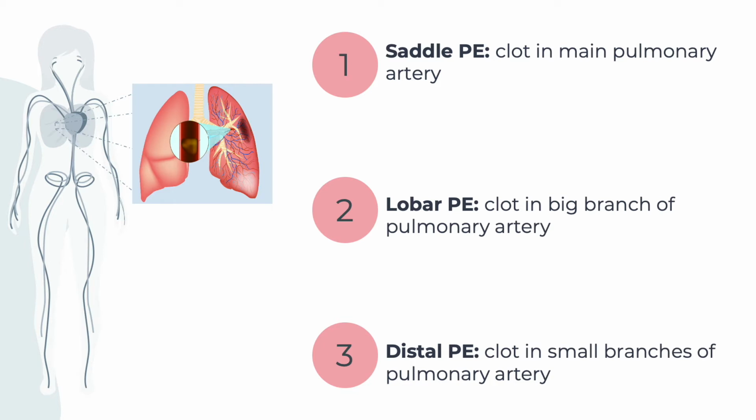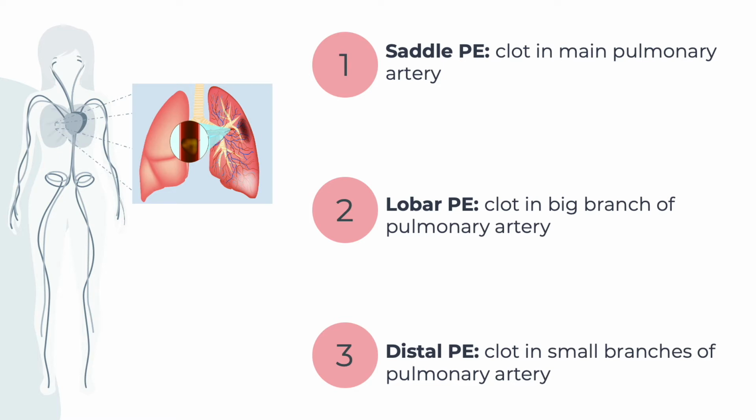There are three classifications of clots in the pulmonary artery. Based on the location of the clots, the three classes are: first, saddle PE, which is a large clot in the main pulmonary artery. Second is a lobar PE, which occurs in the big branch of the pulmonary artery. Or thirdly, a distal PE, which occurs in small branches of the pulmonary artery.